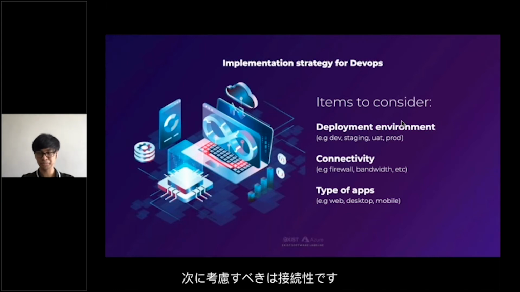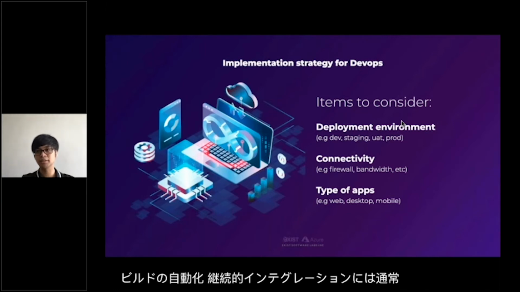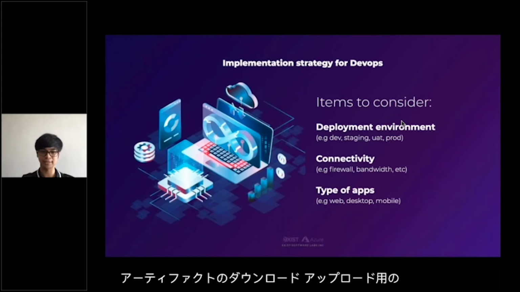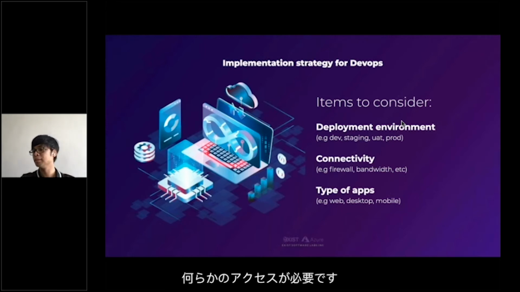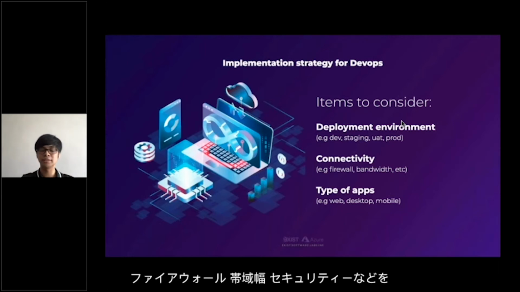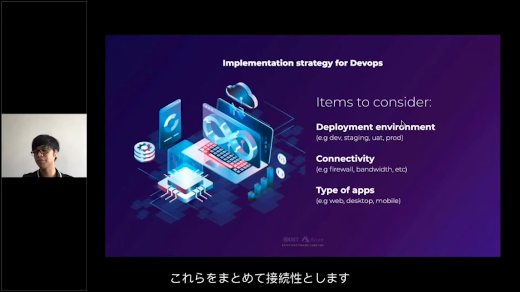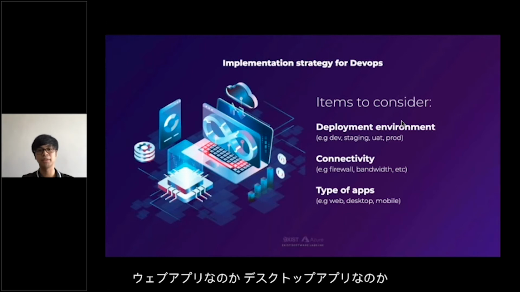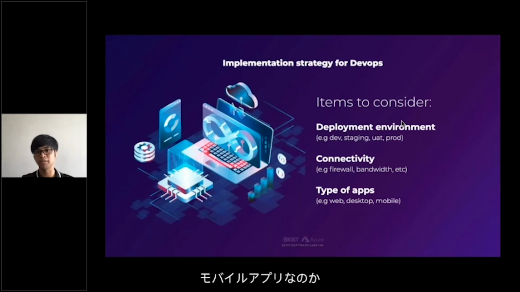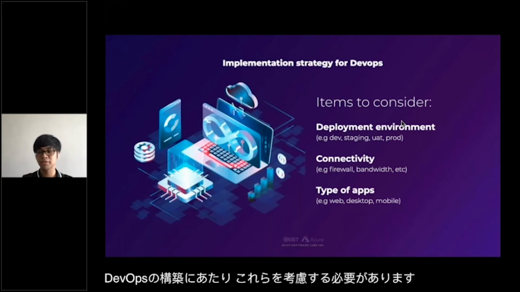Second is your connectivity. Build automations and continuous integrations usually need some sort of access to download and upload artifacts. So you have to consider firewall, bandwidth, your security, and all of those other things, which fall under your connectivity. The last would be the type of applications. Is it a web application? Are you building desktop applications? Are you building mobile applications? So these are some of the things that you have to consider when you're building DevOps.